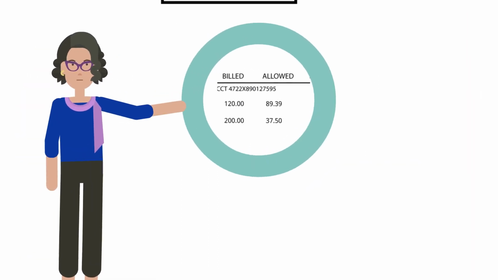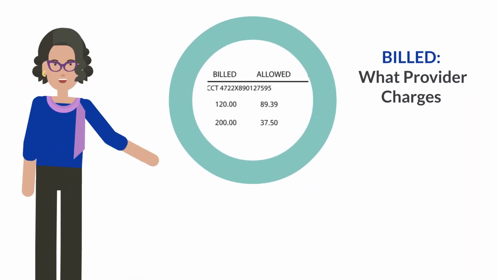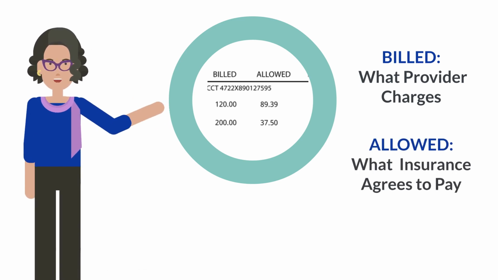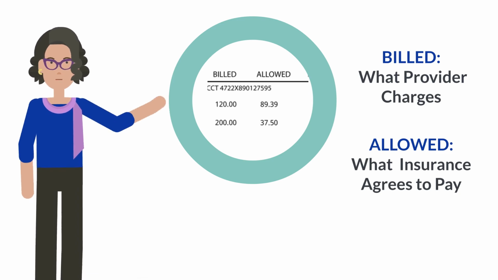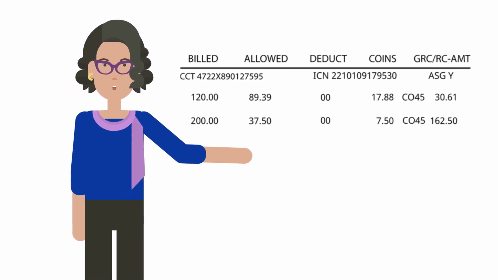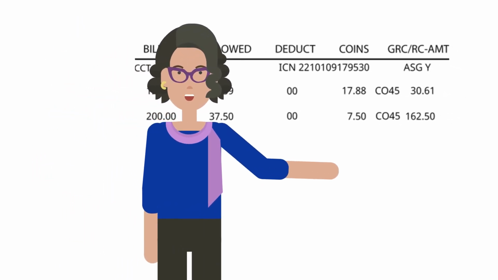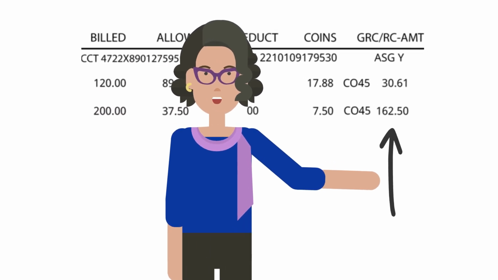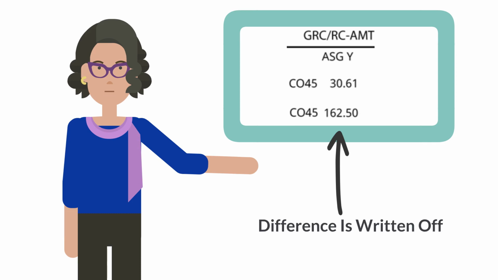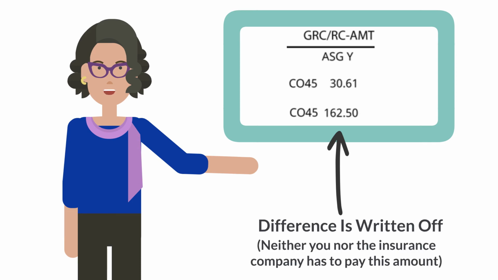The billed amount is the amount charged by the provider for each service. The allowed column represents how much the insurance company has agreed to pay for a particular service. Note that the amount billed from the provider is almost always higher than what the insurance companies pay for those services. The difference between the billed amount and the allowed amount can be seen in this column here. Sometimes this is called the discounted amount.